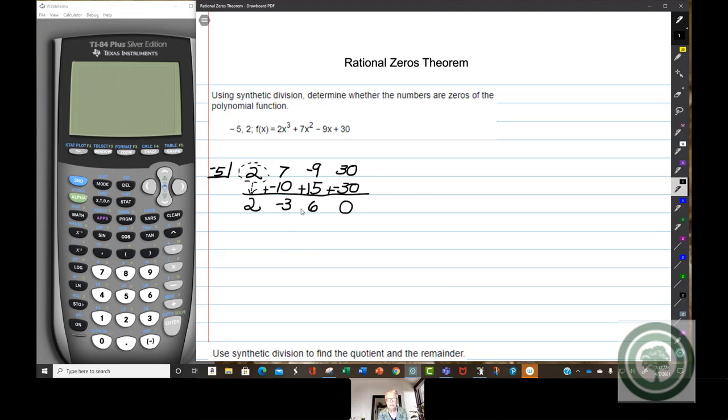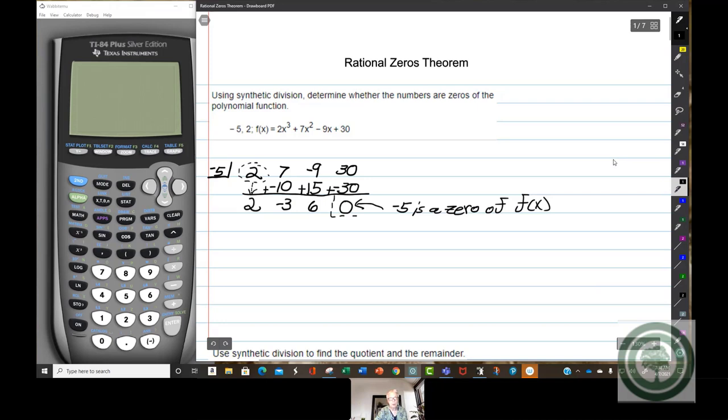Now, when you're looking for the zeros of functions, this is exactly what you want to have happen. Your last number has got to be a 0. That shows that -5 is a 0 of the function. -5 is a 0 of f of x. It's as easy as that. Now I was going slow because I'm assuming you do not know this method yet. But imagine how fast you can get.